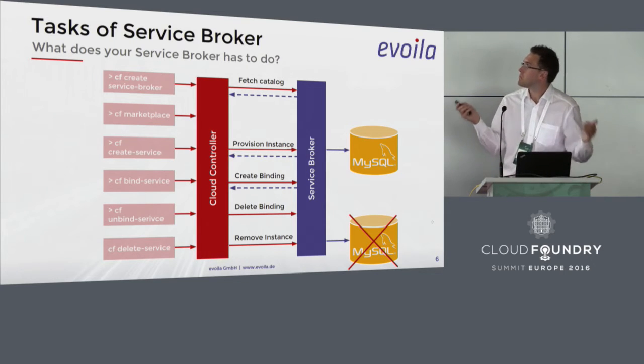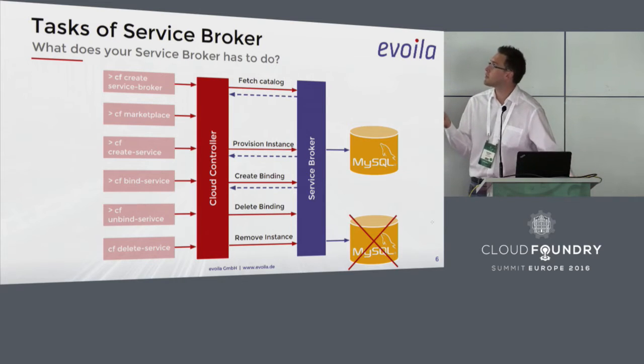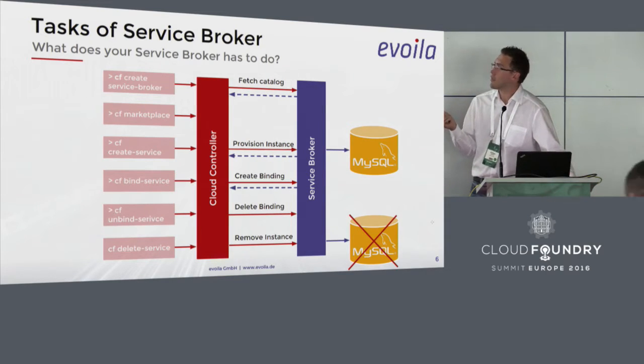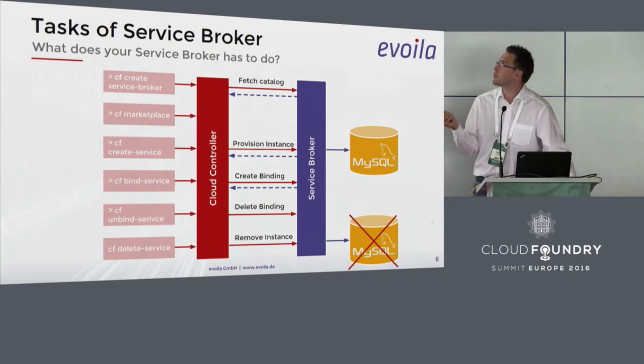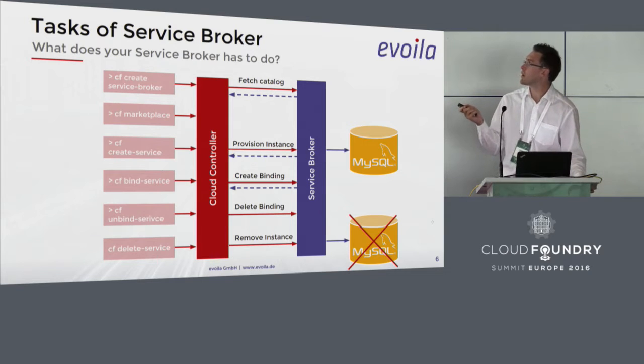If you have your Cloud Foundry installation, you can create a service broker by telling the cloud controller how to access the service broker, where it finds it. Then the cloud controller fetches a catalog of services presented by the service broker. And if you call the marketplace in Cloud Foundry, you get this information from there. Afterwards, if you say, hey, I want an instance of this service, the cloud controller tells the service broker to provision one instance. For example, the MySQL database is created.